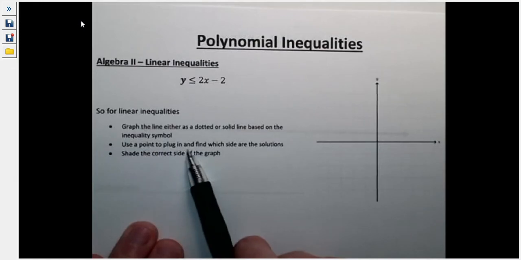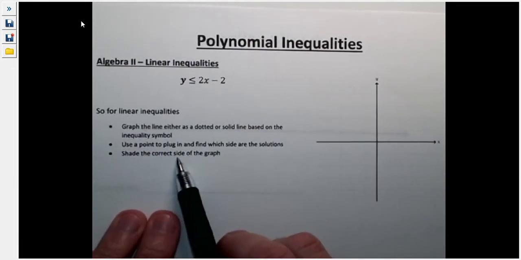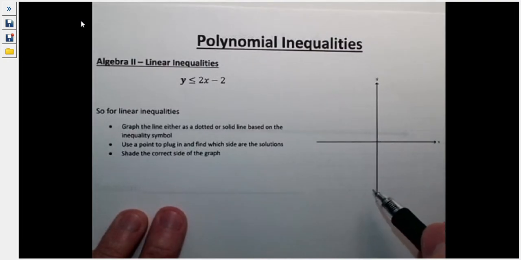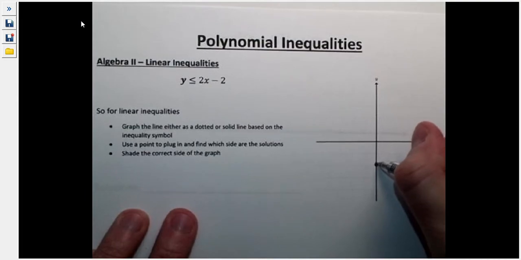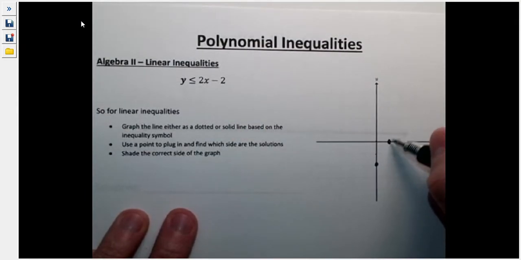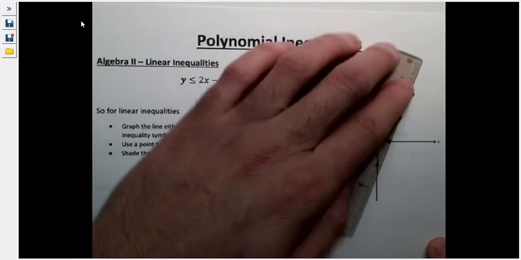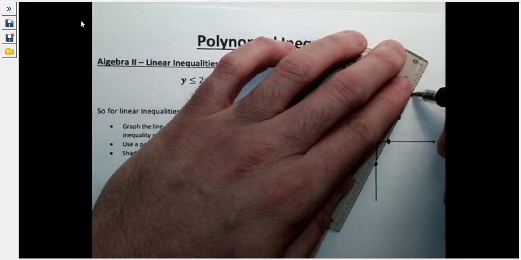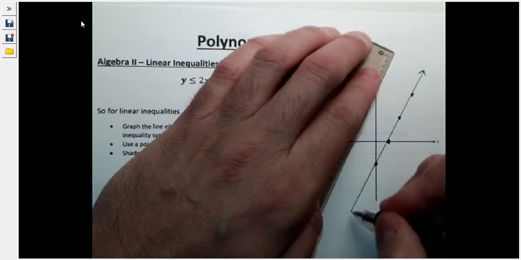Then you'd plug in a point to see which side was your solutions of that line, and then you'd shade the correct side of that graph. So basically, you'd graph your line. There's my negative 2, I have a slope of 2, so rise 2, 2 over 1, 2 over 1. So the line would look like this. And of course, since I have an equal sign, it's a solid line. So this is the line.